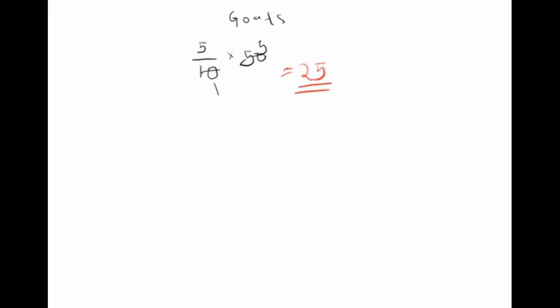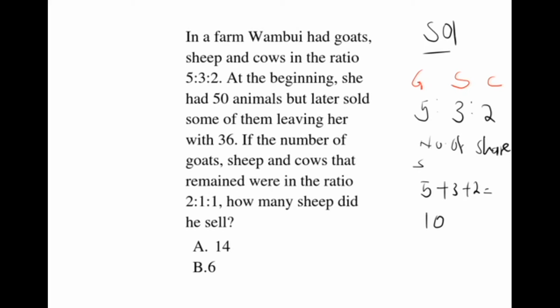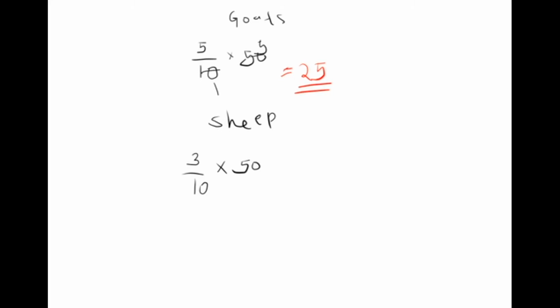Then let us come to sheep. We have their ratio which is 3, and this is 3/10 times 50. Remember, we are told that she had 50 animals. Then we can simplify. By 10, 1. By 10, 5. 3 times 5 gives you 15. So the sheep were 15.